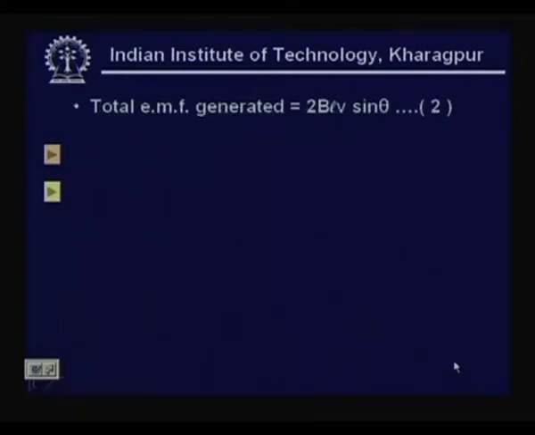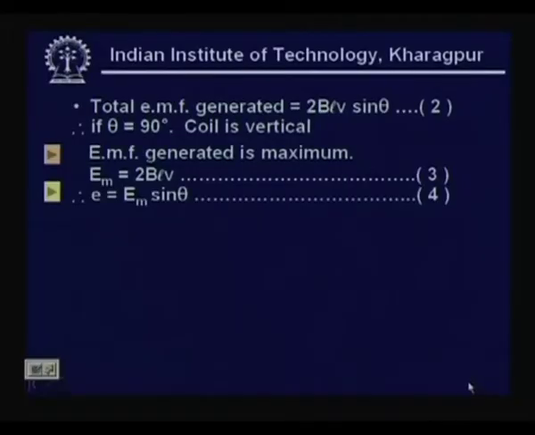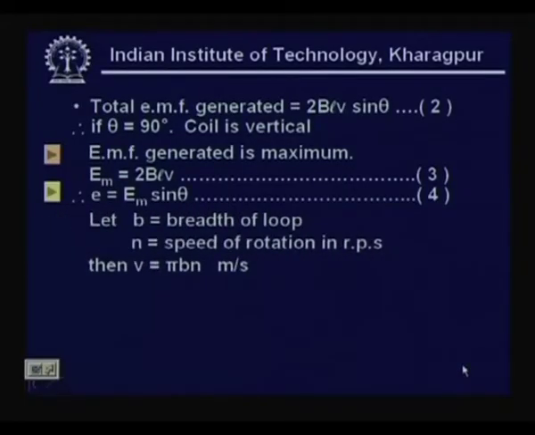So the total EMF, as we have already seen, is E equals 2BLV sin theta, the maximum is 2BLV, hence we have E as EM sin theta. This shows that a single phase generated EMF is sinusoidal in nature with a certain peak. If B is the breadth of the loop and N is the speed of rotation, then the velocity V is equal to pi B N meters per second.